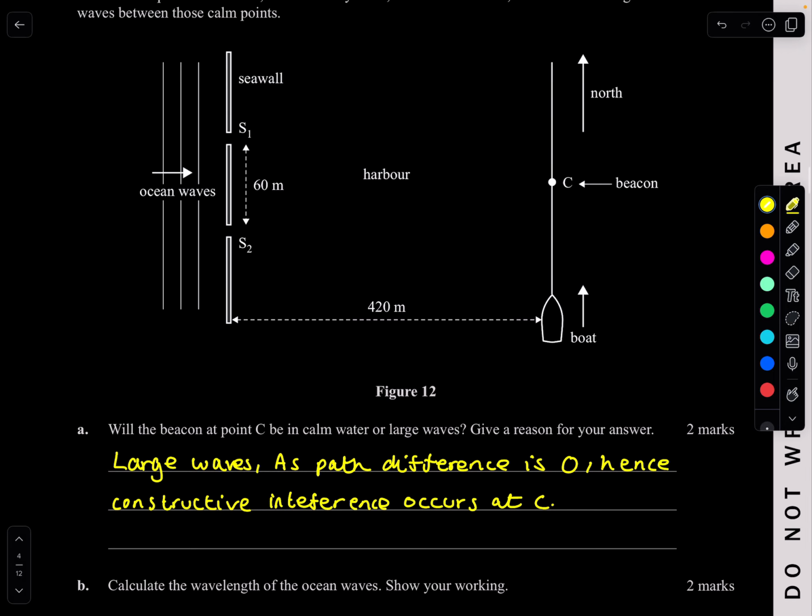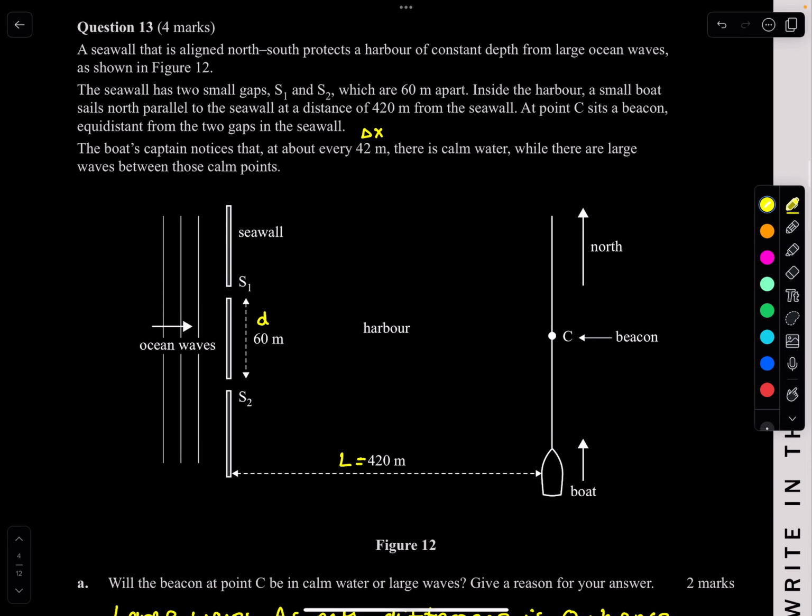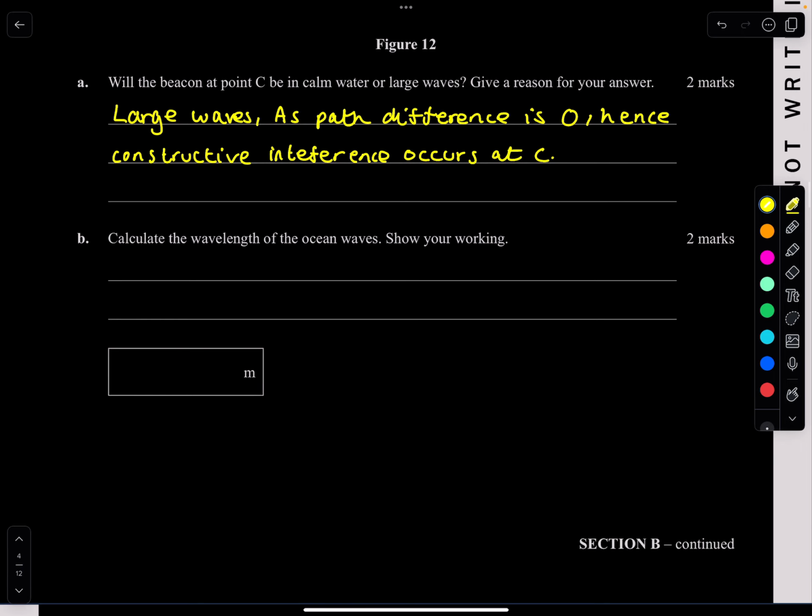Calculate the wavelength of the ocean waves, show working out. Easy. We're given the distance between the slits, which is your D, and we're also given your change in x. So we can easily calculate our wavelength using change in x equals lambda, your wavelength, times L, your distance, over D.